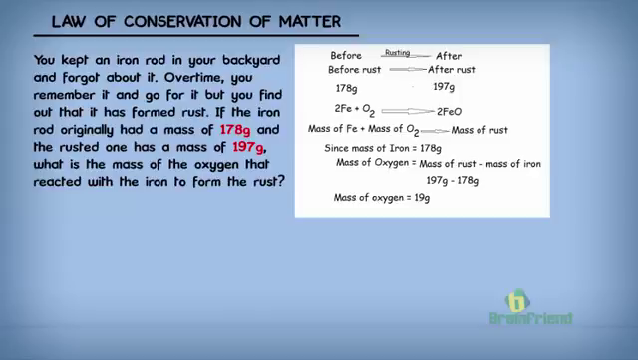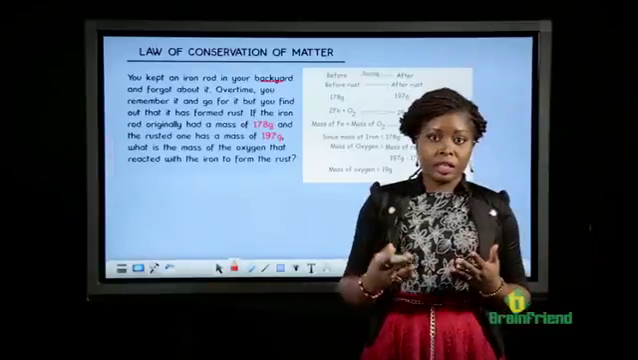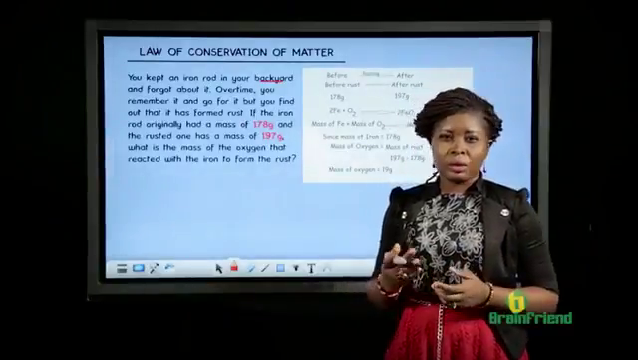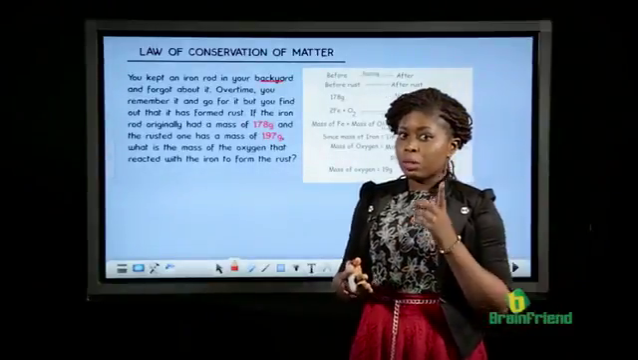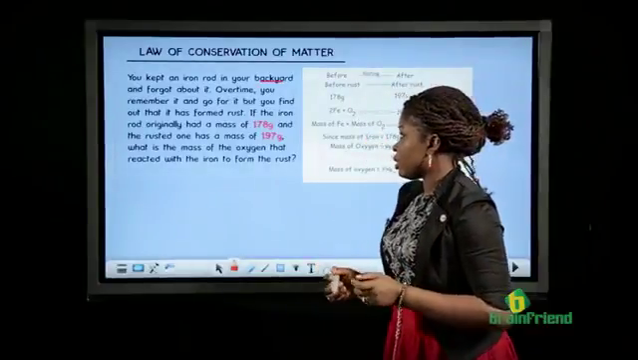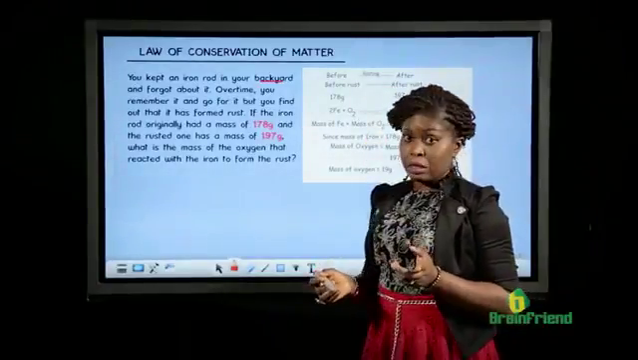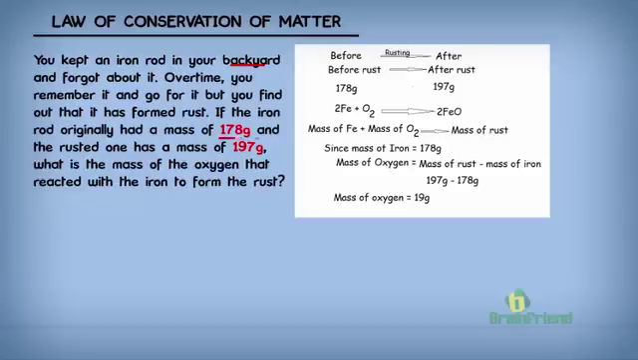Let's have a quick exercise to further illustrate this law of conservation of matter. Let's say you kept an iron rod in your backyard and forgot about it. Over time, you remember it and you go for it, but you see that it contains some rust. Before this time, you had taken the mass of this iron rod to be 178 grams. After the rust, you weighed the iron rod again and you realized that it's now weighing 197 grams.